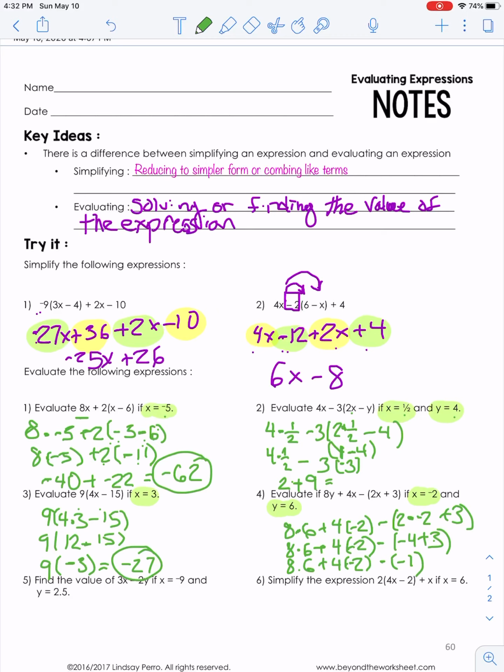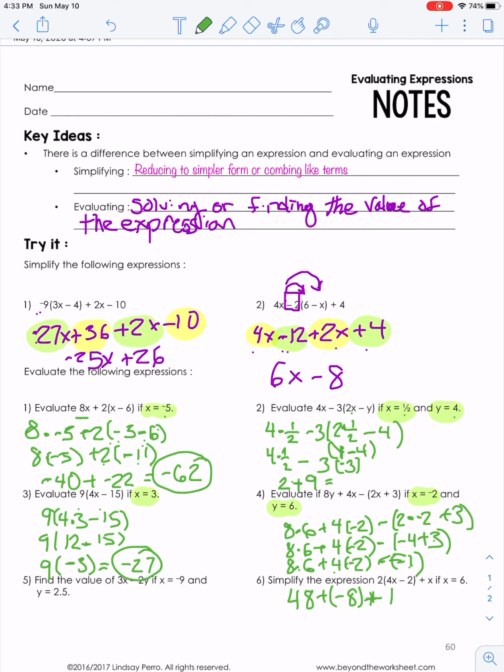So I'm going to just move down into this next problem. So we have 8 times 6 is 48 plus 4 times negative 2 is negative 8. And then we have minus 2 times 1, so we have minus 2, and we bring the rest down.